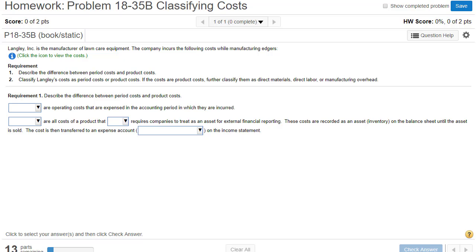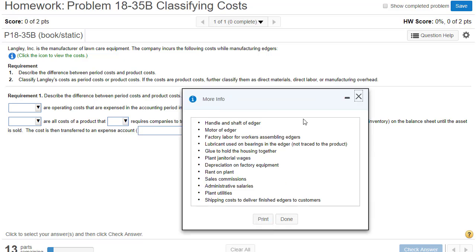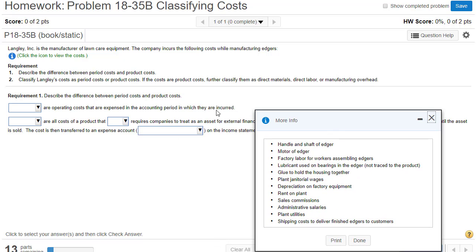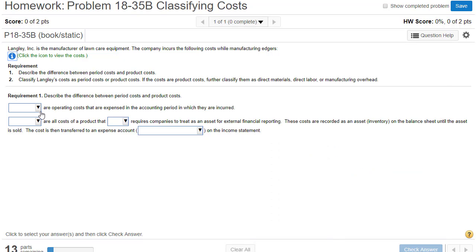Problem 18-35B, classifying costs. Langley Incorporated is the manufacturer of lawn care equipment. The company incurs the following costs while manufacturing edgers. Okay, we're going to describe the difference between period costs and product costs.